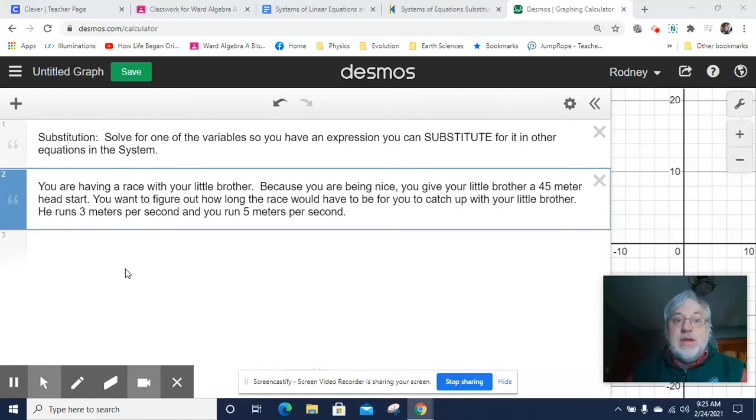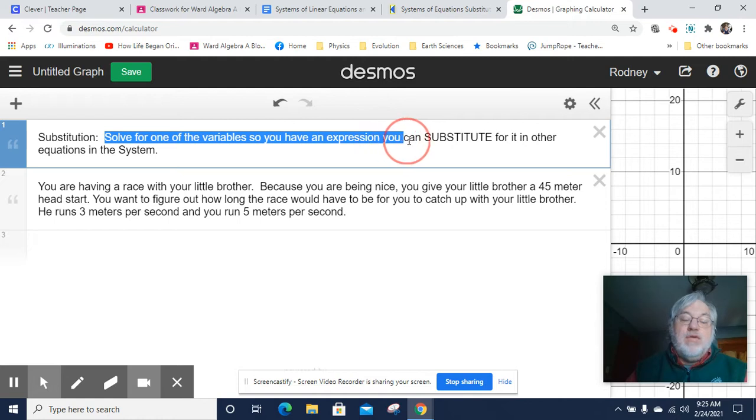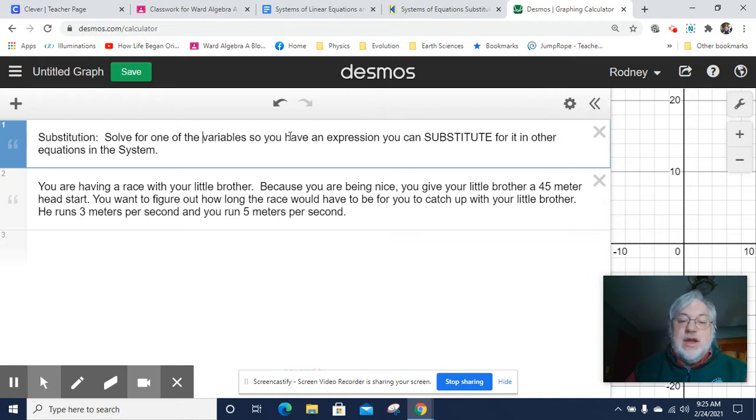Hey, this is Mr. Ward, and I'm going to talk to you a little bit about one of the three major tools we're going to work with for solving a system of equations. This tool is called substitution. In substitution, you're going to want to solve for a variable. You're going to isolate a variable in one of the equations you've got so that you have an expression you can substitute for it in another equation in the system.